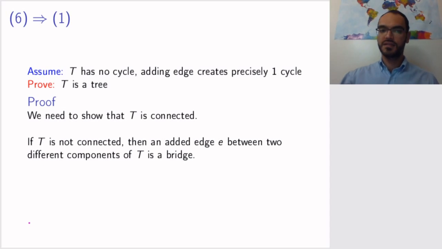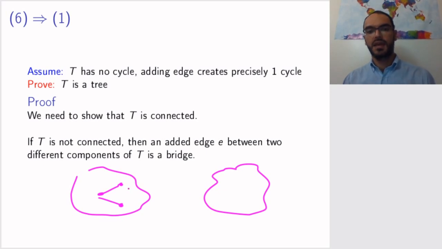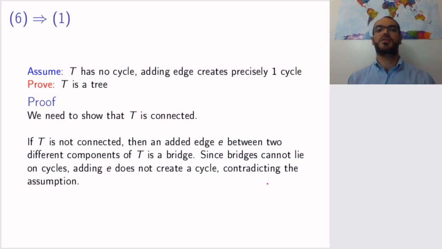If T is not connected, then T has multiple components. Say we have some component here that looks somehow, and some other component here that looks in some other way. And now, if we add an edge between these two components, this edge will be a bridge. Why is it a bridge? Well, a bridge is an edge whose removal disconnects the graph. So if we added this edge and now we connected these two components together, if we remove the edge, the graph will again be disconnected. So this edge is a bridge, and by what we just said, a bridge cannot be part of a cycle, so this contradicts the fact that any added edge creates a cycle. So if T indeed satisfies that property, then T must be a tree.